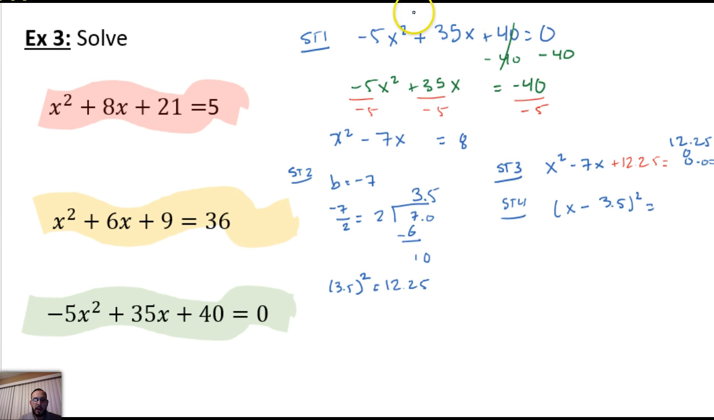Alright, so I had a glitch with my computer, but it's all fixed, so we're good to go. So where we left off was step 4. When we add these two together, we end up with 20.25.